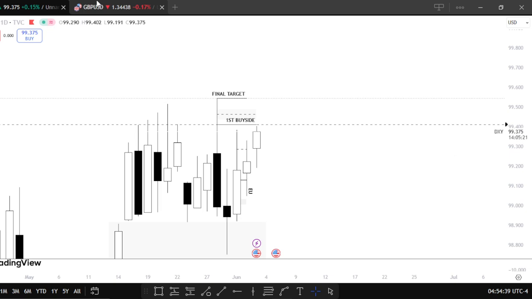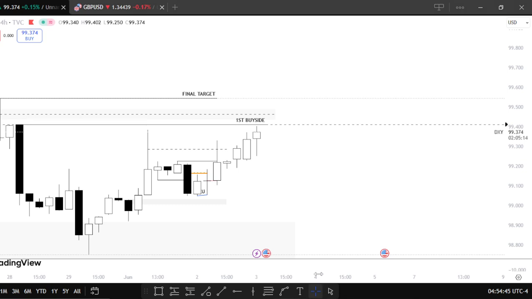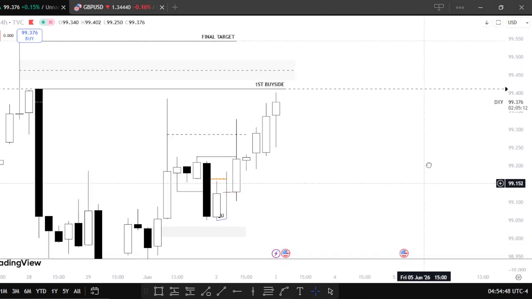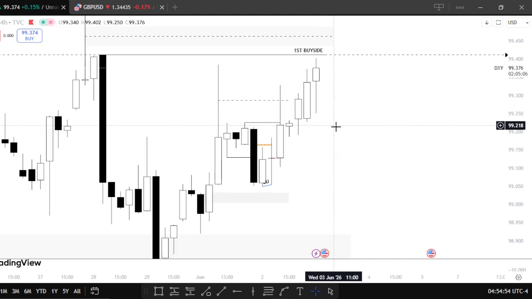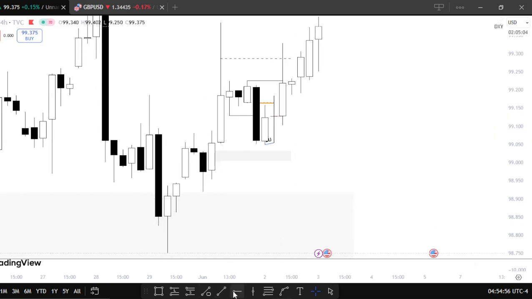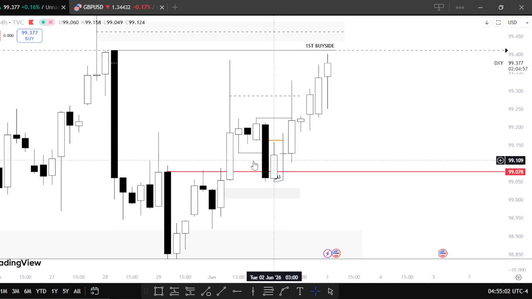So the bias in the weekly is bullish. In the DXY, so I will start with the DXY, okay? This is the change in state of delivery. I'll make it red, okay? In the 4-hour time frame, which is a stronger change in state of delivery in terms of long term.